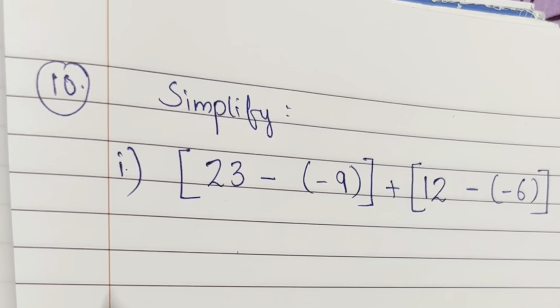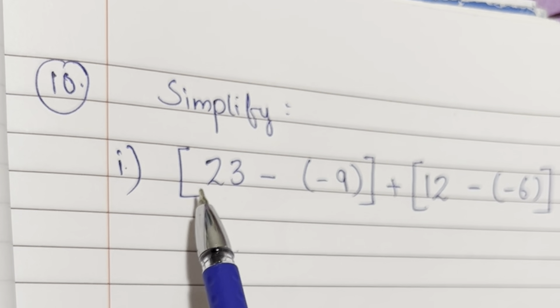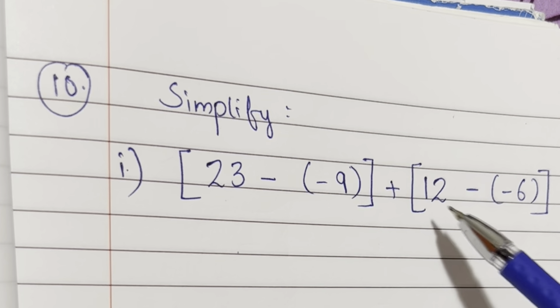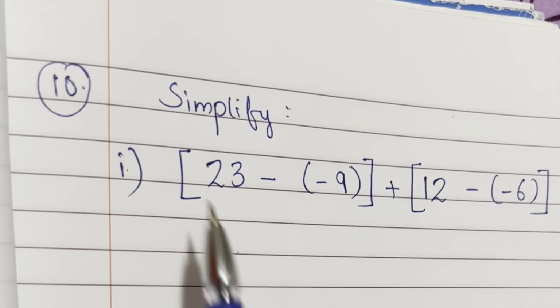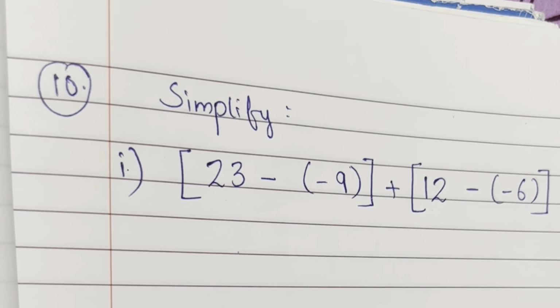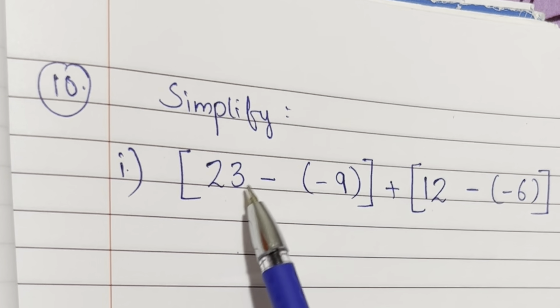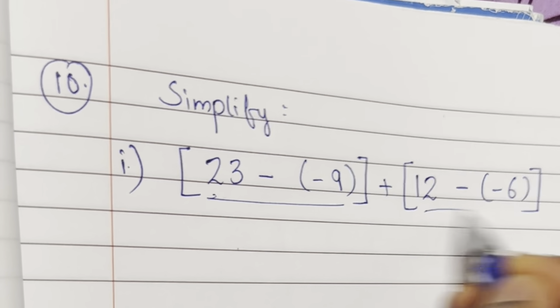Let's do the 10th question. Simplify. In that, the first question: bracket 23 minus 9, close the bracket, plus bracket plus 12 minus 6, close the bracket. So here bigger brackets are there, smaller brackets are there as well. First simplify what comes inside the bigger brackets. Inside the bigger bracket these terms are coming, and here inside the bigger bracket these terms are coming.